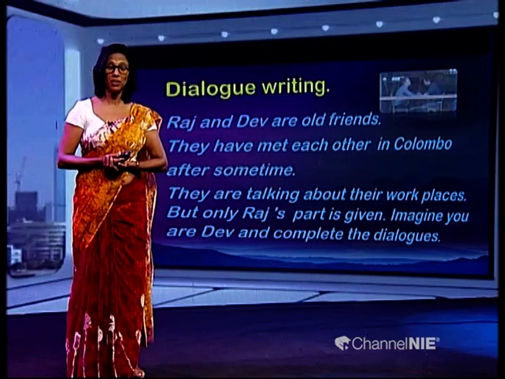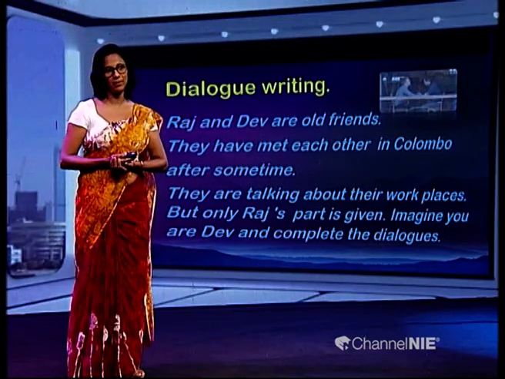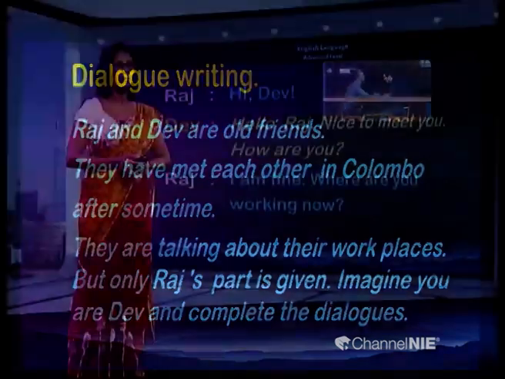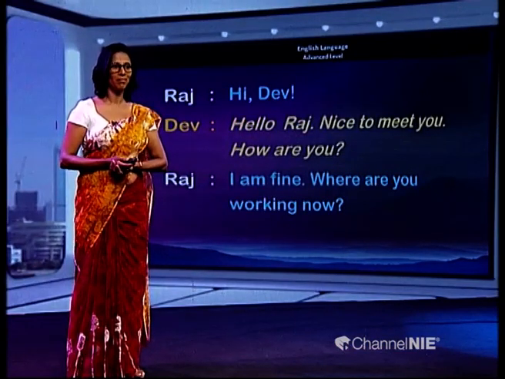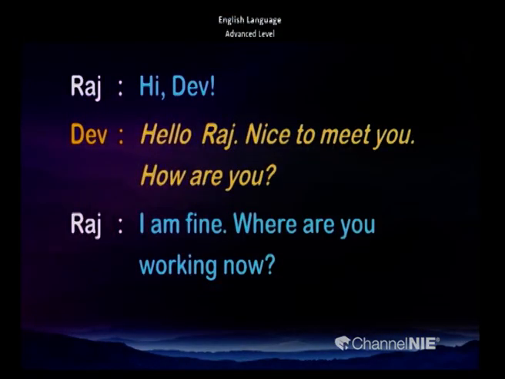But only Raj's part is given, that's important. Imagine you are Dev and complete the dialogue. This is one type of dialogue writing exercise, or the question that they are going to test in your government test paper, right? Hi Dev. Dev is answering, hello Raj, nice to meet you. How are you? These are the very first things we are going to say when we meet someone after some time, isn't it? Then what is the answer?